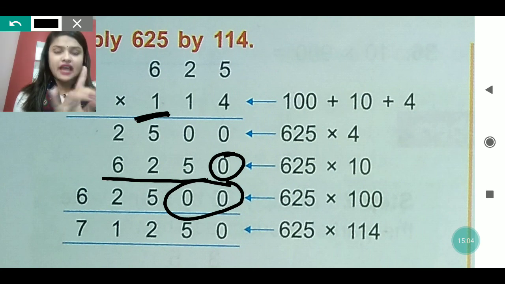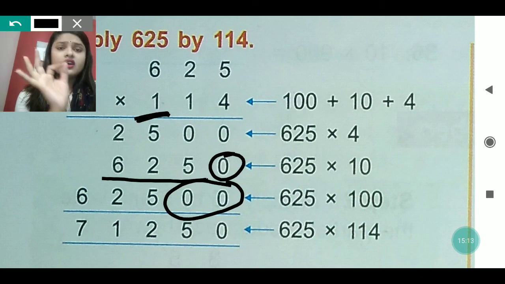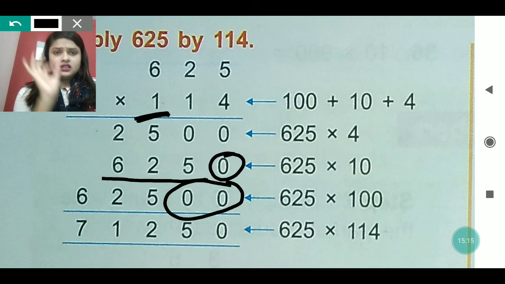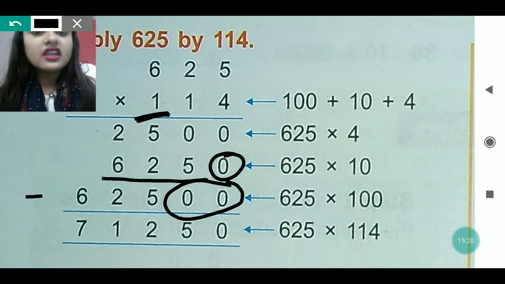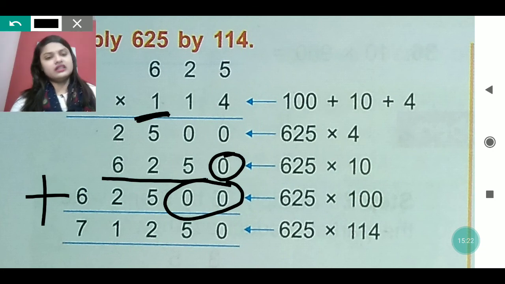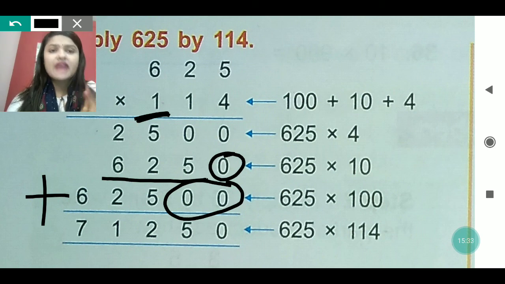We have multiplied the multiplicand with the multiplier, that is 625 by 114, and we get three products. Now, for getting the final product, we have to add all the three products. When we add all three products, the final product we get is 71250. You can see it is written here. So this is the final product.